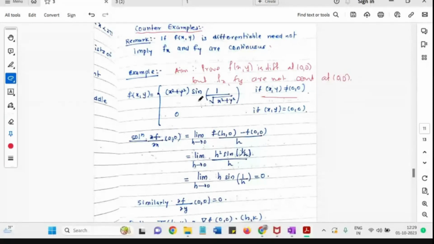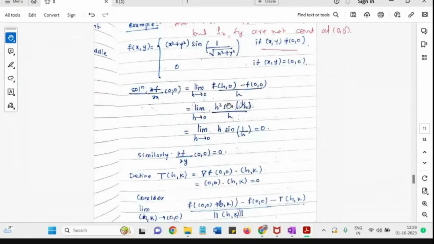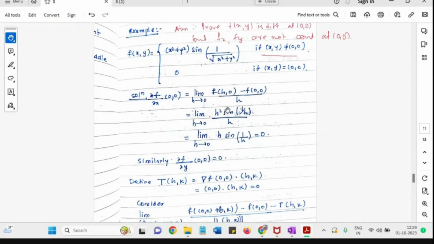Okay, so let us calculate. This example will help me to see the picture of how my total derivative appears. So dou f by dou x at 0, 0, by definition, is limit h going to 0 of f of h, 0 minus f of 0, 0 upon h. You put the value: this will be h square into sine 1 by h upon h. You can cancel out h, and in the beginning of the lecture I had mentioned that the value of this limit is 0. So dou f by dou x turns out to be 0.